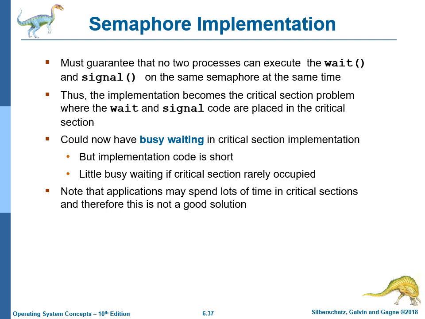Okay, so the semaphore must guarantee that no two processes can execute the wait and the signal on the same semaphore at the same time. Thus, the implementation becomes the critical section problem, where the wait and signal code are placed in the critical section. So it could not have busy waiting, so there is no problem. Like in the earlier approach, it had busy waiting, so a spin lock loop occurs.